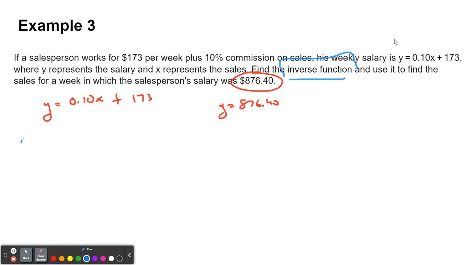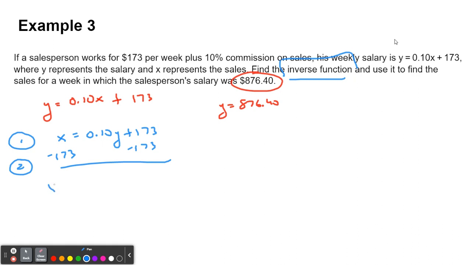So the first step in finding the inverse, swap the x and y. x equals 0.1y plus 173. Step 2. Now make it say y equals. To do that, we're going to subtract the 173. Again, subtract the thing without the y first. So we're going to do x minus 173 equals 0.10y. And now I'm going to divide by 0.10, and I'm going to do it to all three things.